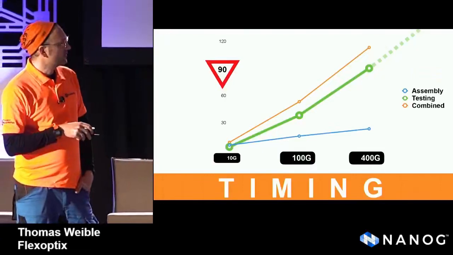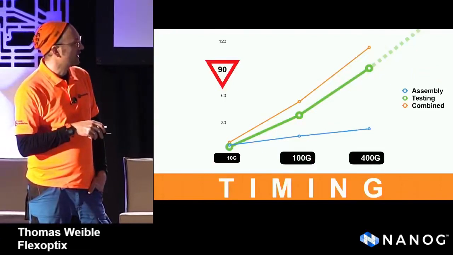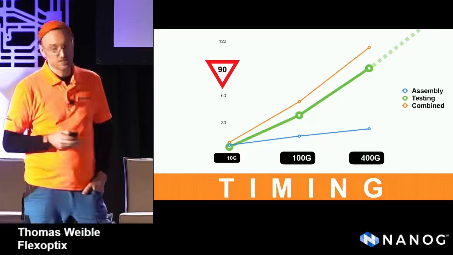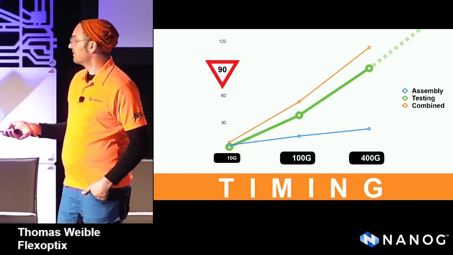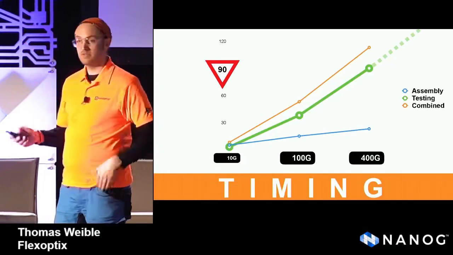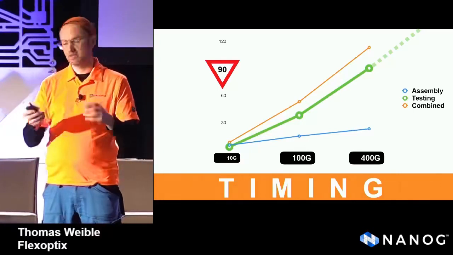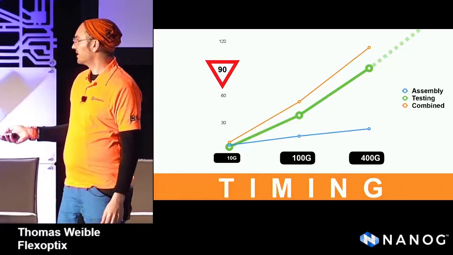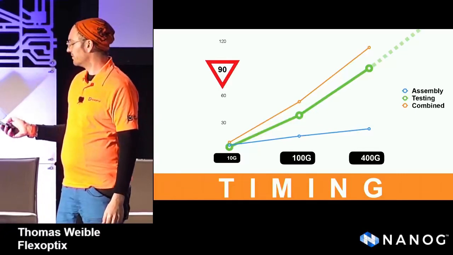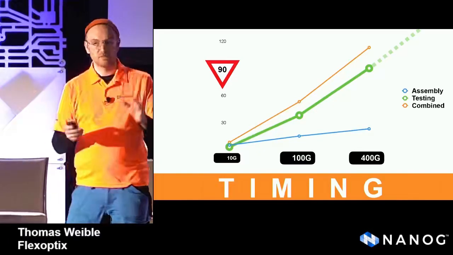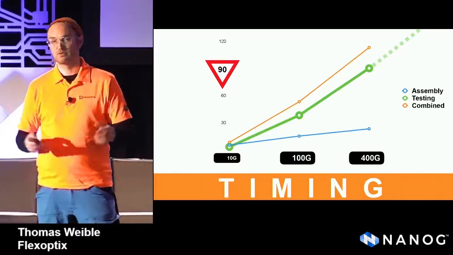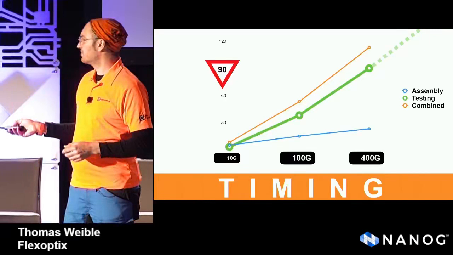So on the x-axis, we have the 3 generations of 10 gig, 100, and 400 gig transceivers, and on the y-axis, it's timing in minutes. I have 3 graphs here. The blue one is the assembly of the overall transceiver itself. To give you a rough idea, a 10 gigabit transceiver to assemble and to test in combination is roughly 8 minutes. Yes, for sure, we do this in batches, also later on in the testing, but it's roughly 8 minutes.